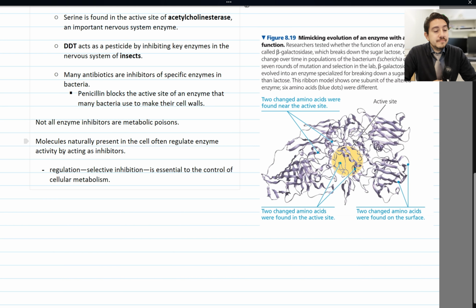Molecules are naturally present in the cell, and they often regulate enzyme activity by acting as inhibitors.